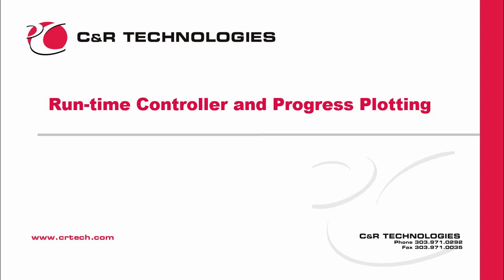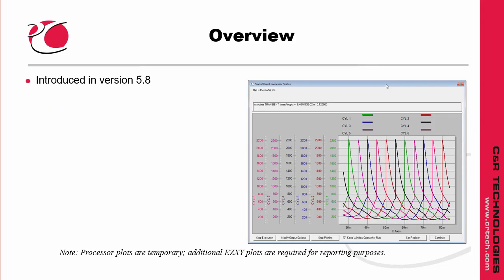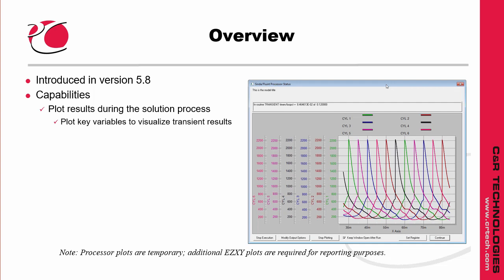Welcome. This video will provide an overview of how to use the Runtime Controller and Progress Plotter for CindaFluent and Thermal Desktop. The Progress Plotter has been added to CindaFluent starting with version 5.8. This plotter provides real-time plotting of user-defined variables during a solution process, which is useful not only as an assessment of whether or not the solution is on track and moving towards the expected results, but also provides a tool to aid in troubleshooting a model.